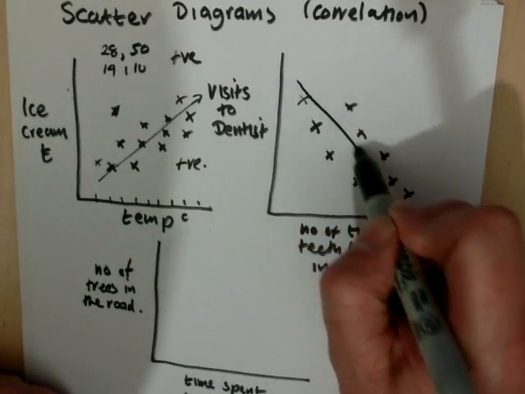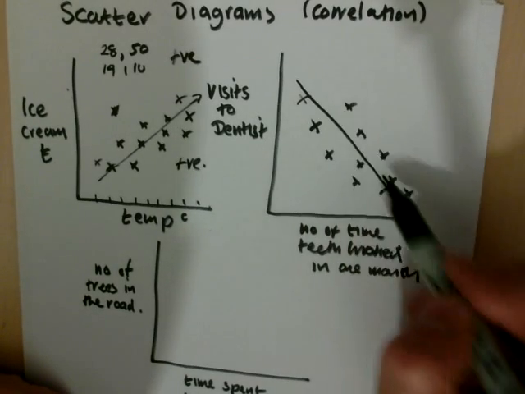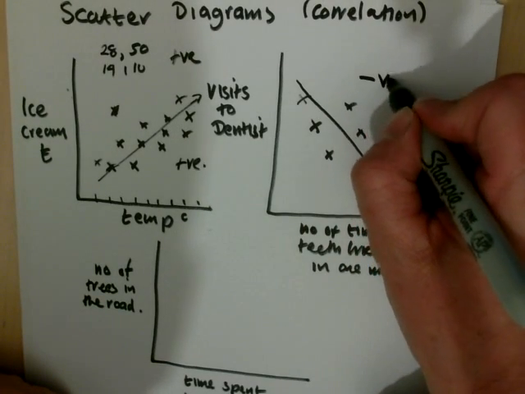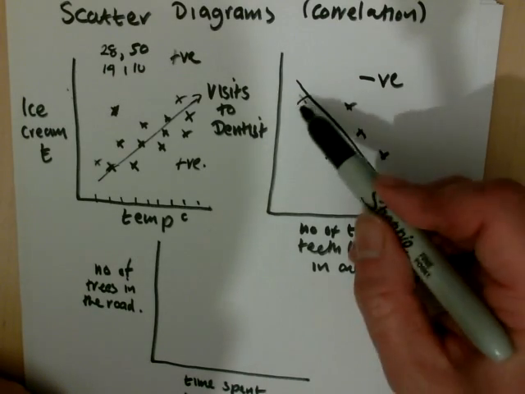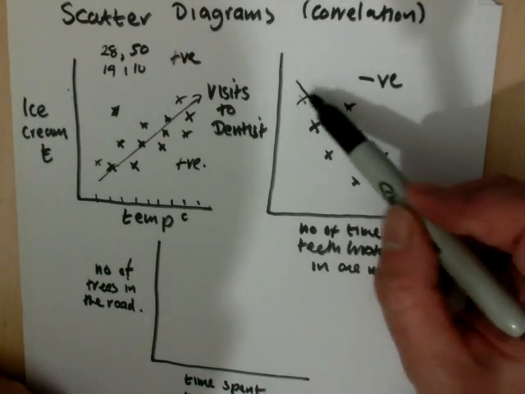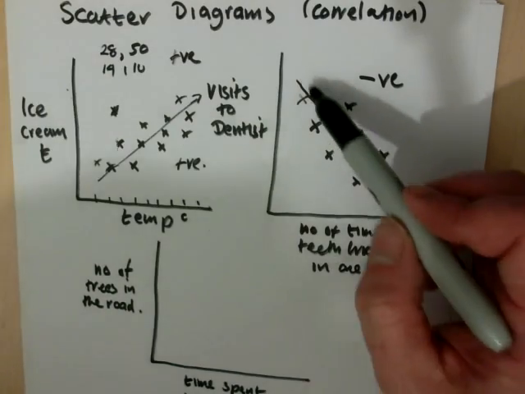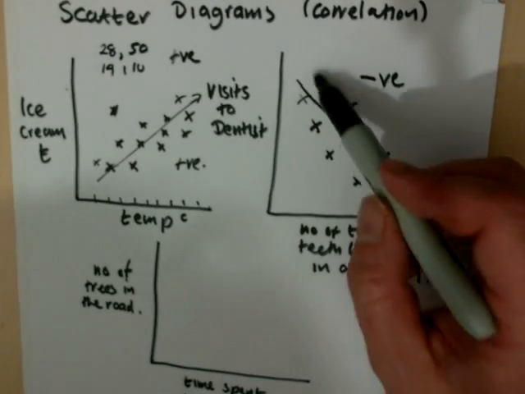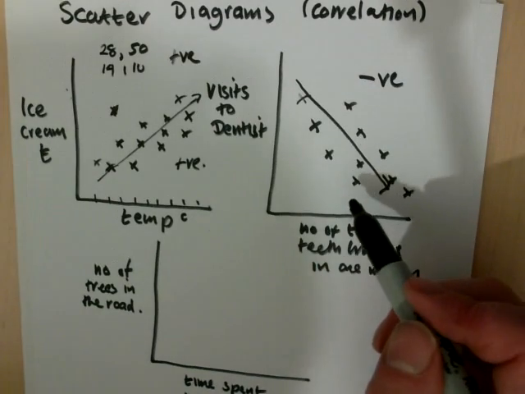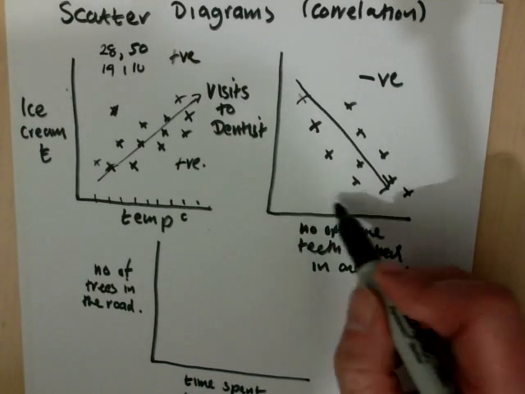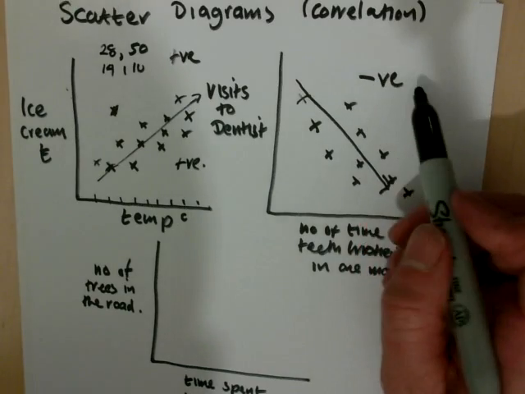So when you get this downward movement with the scatter, this is called negative correlation. Okay, negative correlation. So again, like positive correlation, it fits a line, not exactly, but it follows a general direction, and that direction is down. So the visits to dentists come down as the number of times our teeth are brushed in a month increases. This is called negative correlation.